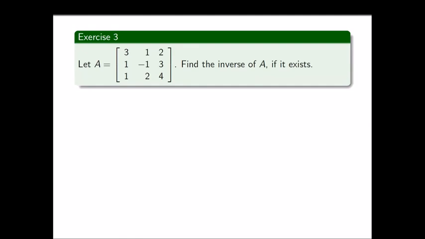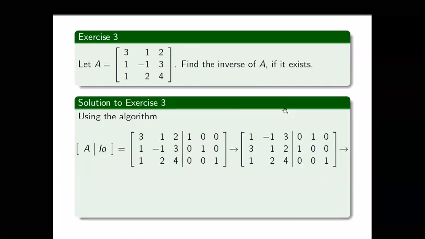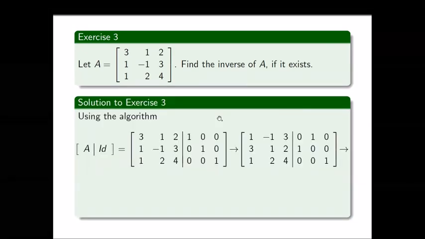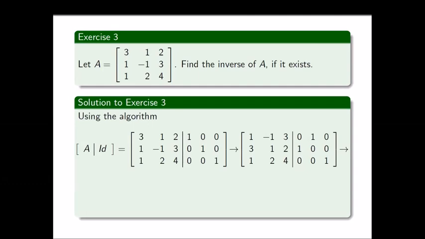Now let's look at an exercise where the matrix does exist. So we're going to find this inverse using the algorithm like in the previous problem. We start by concatenating A and the 3 by 3 identity matrix. And then we are going to use row operations to convert this matrix on the left of the separator line into an identity matrix.